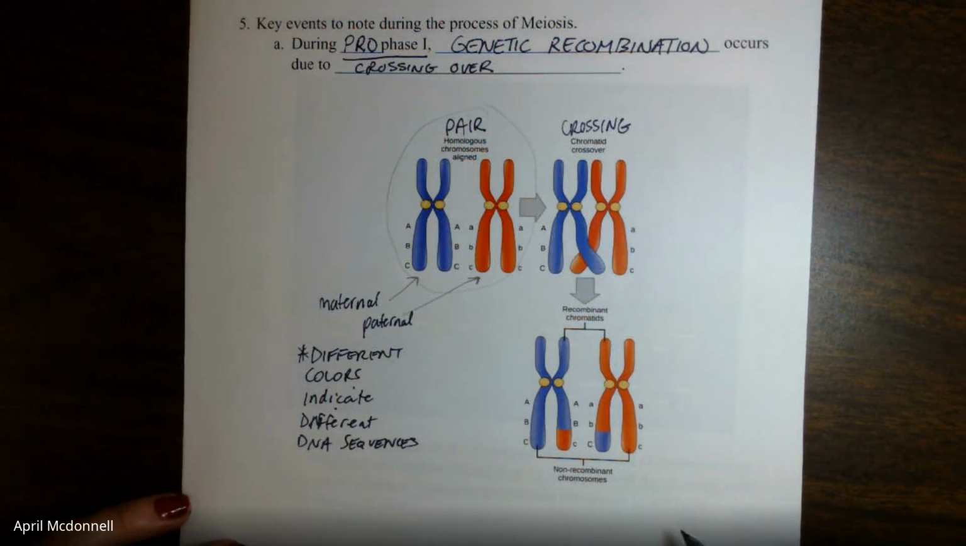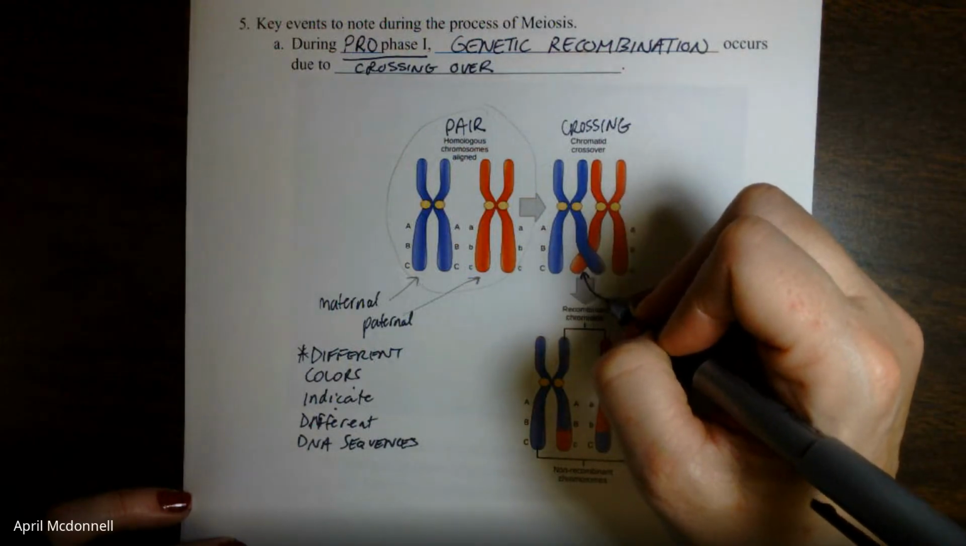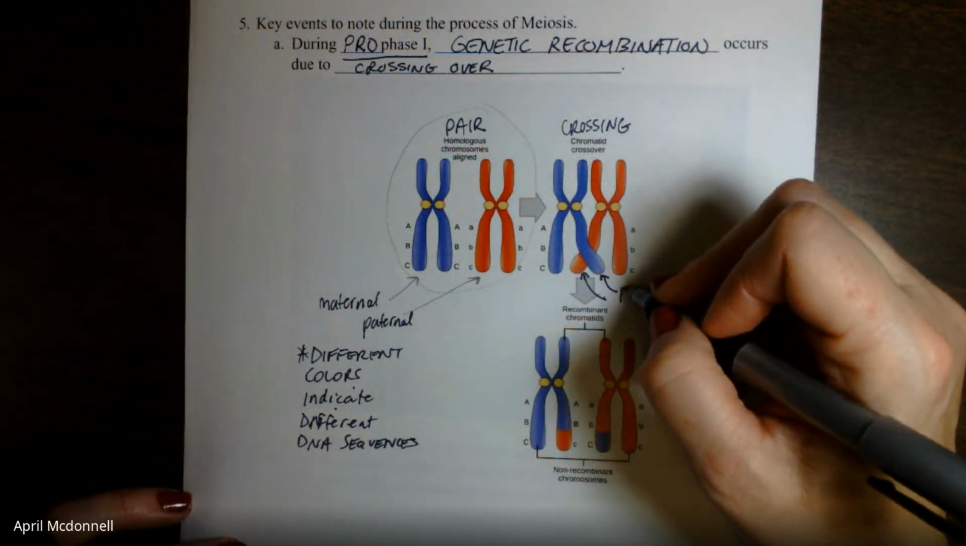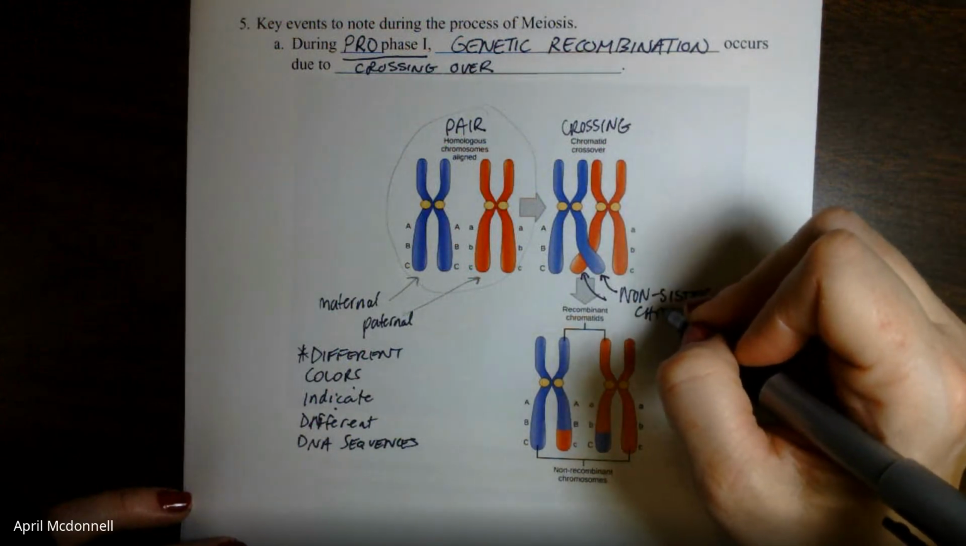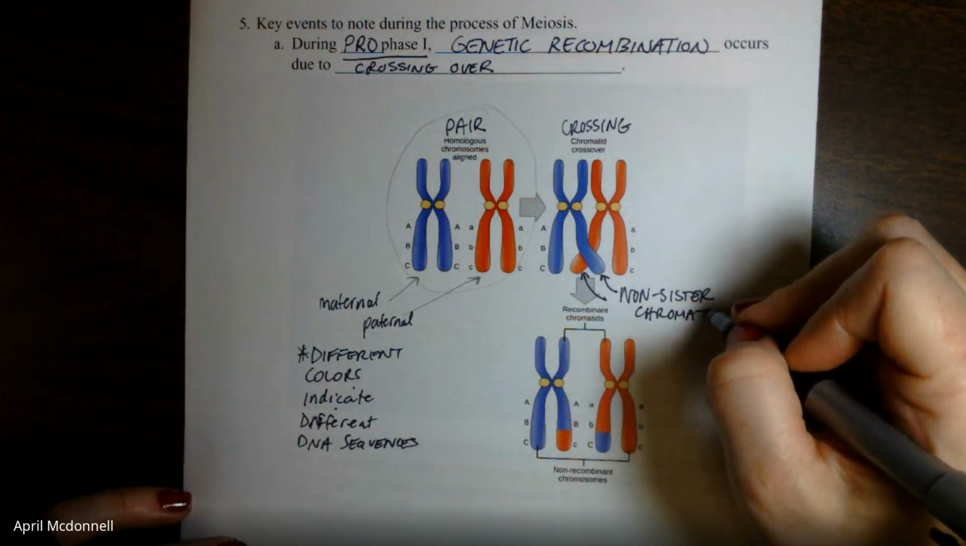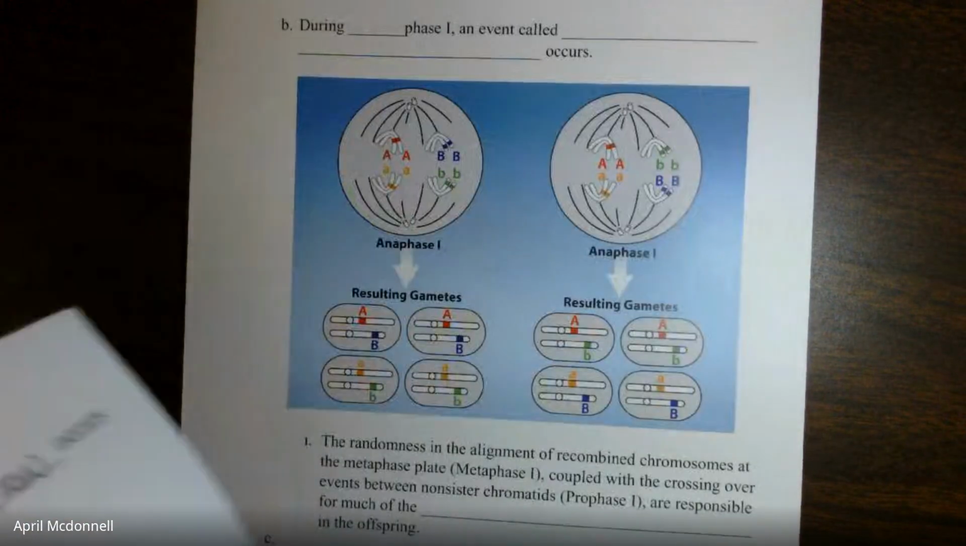So want to go ahead and highlight that crossing over occurs between non-sister chromatids within a homologous pair. So now you have a blue chromosome with a red tip and a red chromosome with a blue tip.